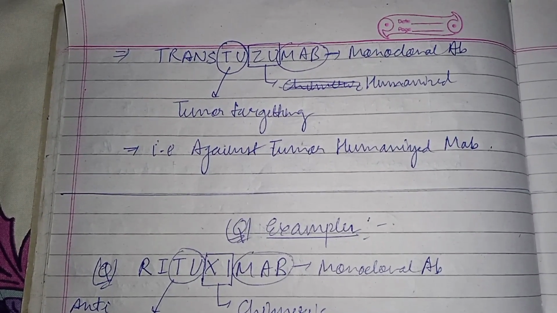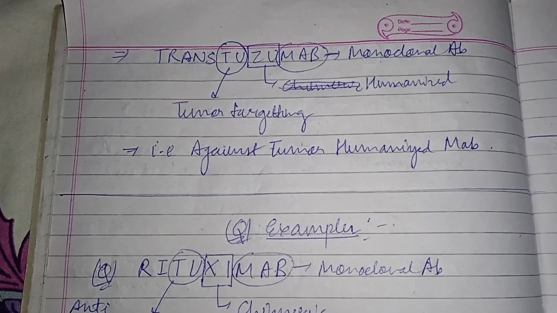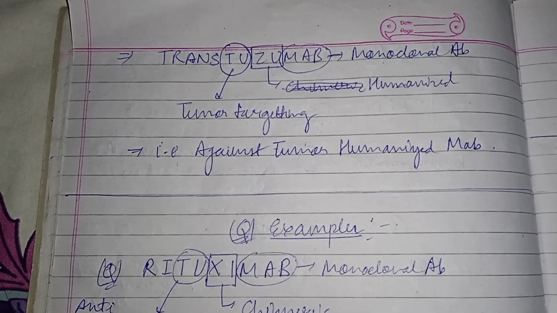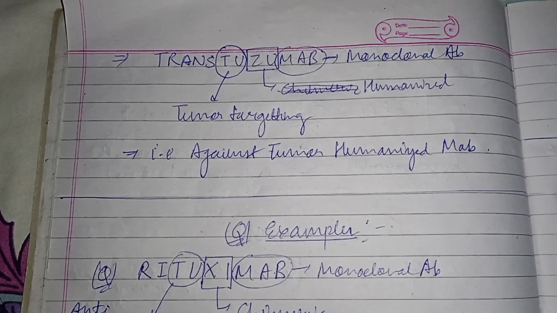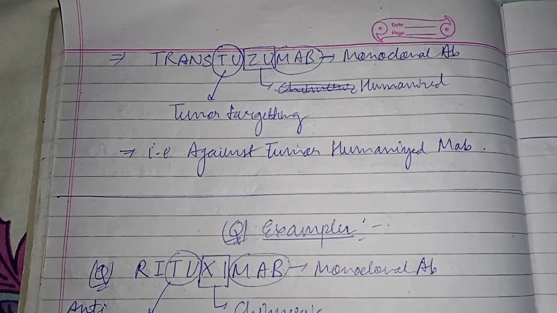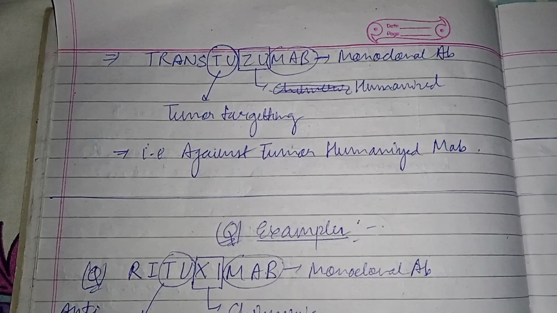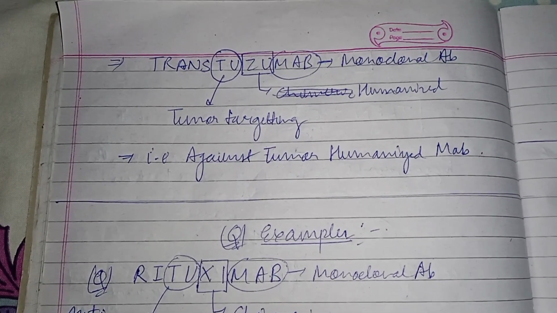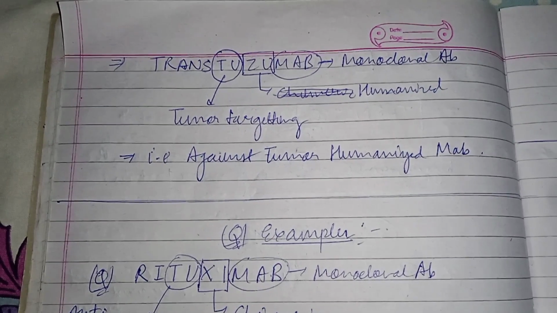So let's skip that portion. Let's skip the therapeutics over here. I am not including the therapeutics. If you want a separate video on the therapeutics of the monoclonal antibody, please let me know in the comment section. I will upload a separate video on that. For this section, I am just talking about the nomenclature of the monoclonal antibodies. So let's stay away from therapeutics.